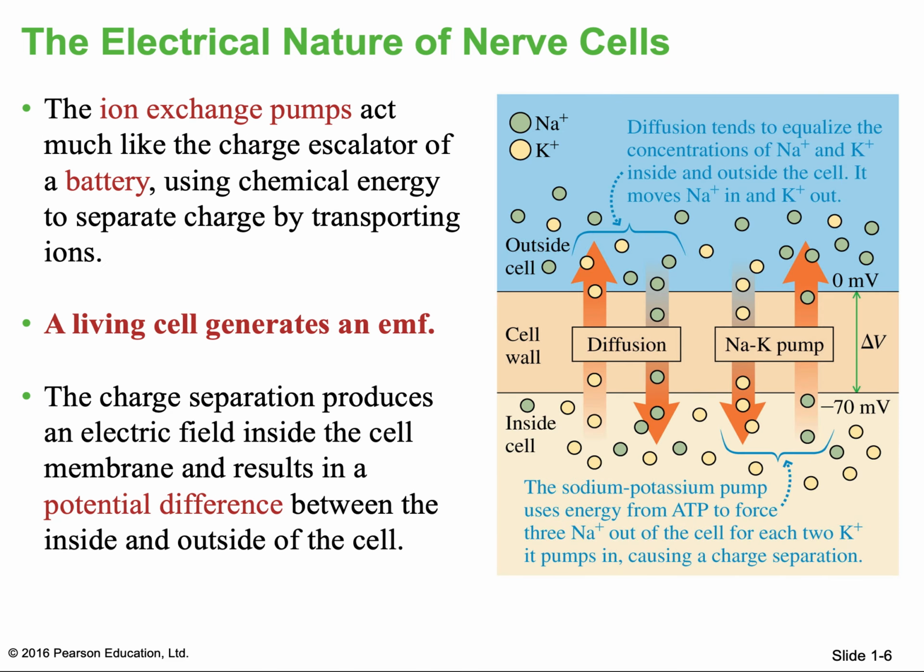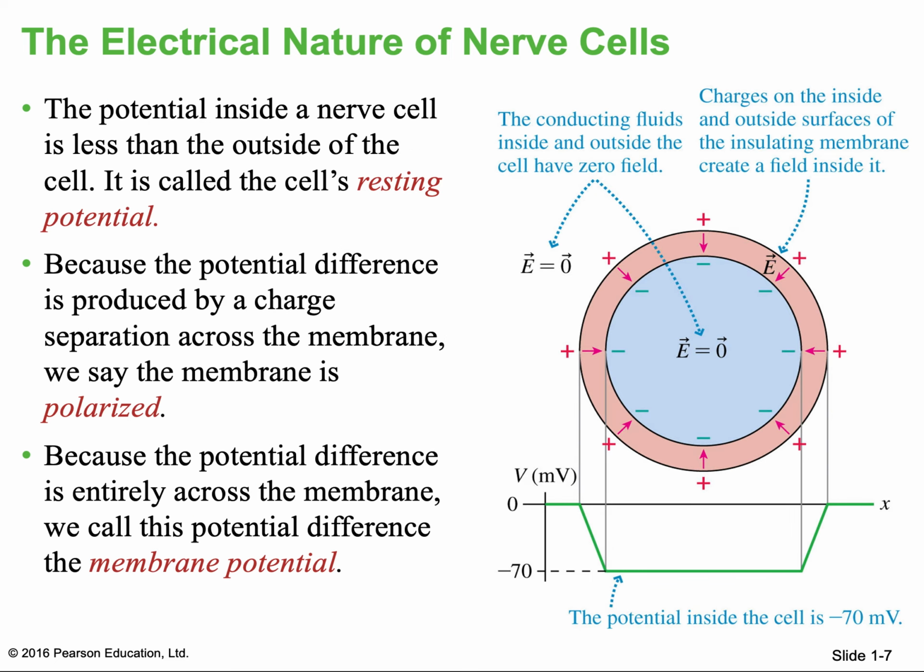The pumping of sodium and potassium ions creates an electrical potential difference, much like a battery, which generates an electromotive force. As mentioned before, the inside of a neuron has a resting membrane potential at negative 70 millivolts. We say that the membrane is polarized because there's a potential difference across the membrane, or a membrane potential. This is the state of neurons when they're not firing.